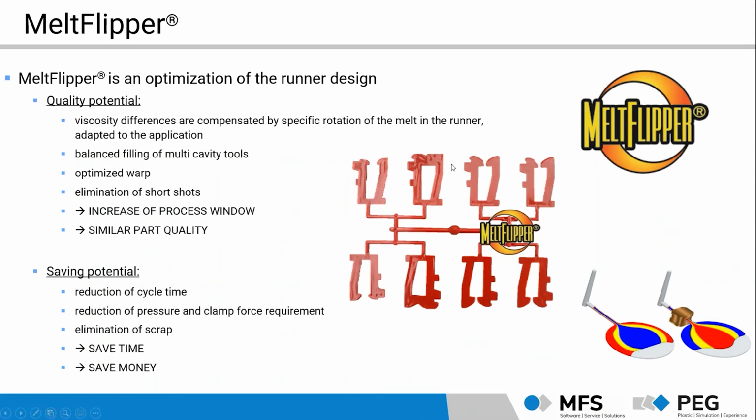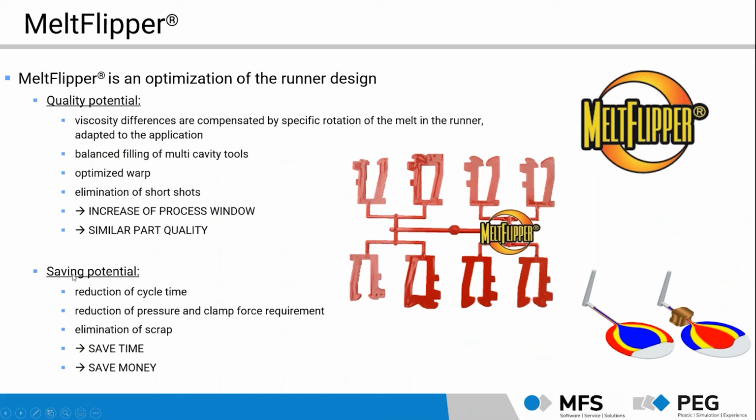We also have here in this picture a real example of that. You can see on the left side, these 4 cavities are filled without a MeltFlipper geometry here in the channel. And on the right side, the MeltFlipper geometry is brought in, at this branch and at this branch here on this side. And you see here an equal filling of all the cavities.